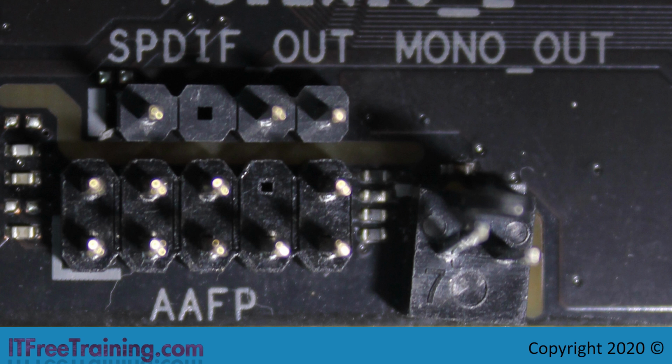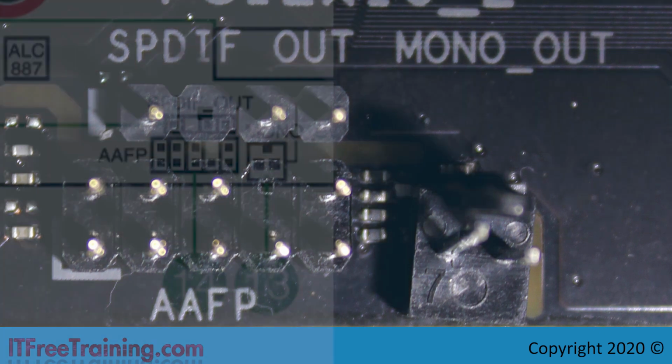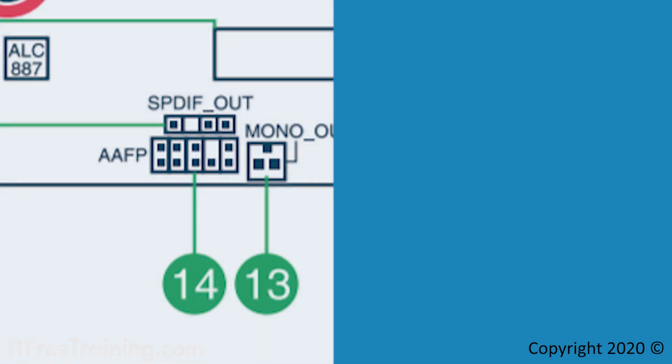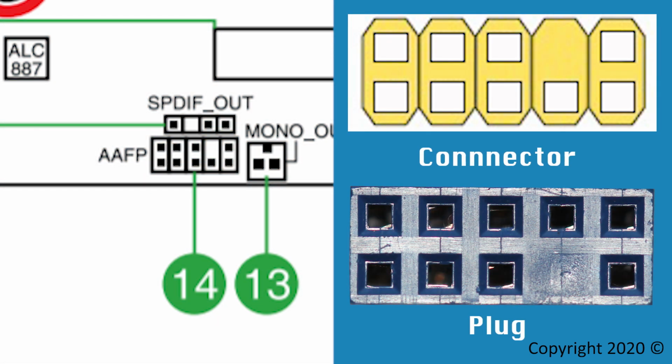You will notice that on most motherboards, the connector will be labeled. In this case, it is labeled as AAFP. This stands for Analog Audio Front Panel. Sometimes the connectors will be labeled like this, and unless you know what to look for, they are difficult to find. If you are having trouble finding the plug, you can look at the diagram in the manual, or you can look at the connectors themselves.